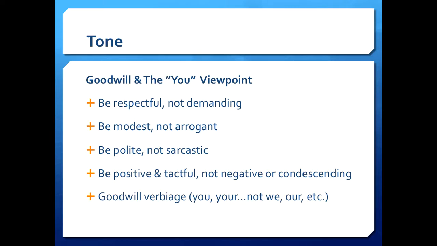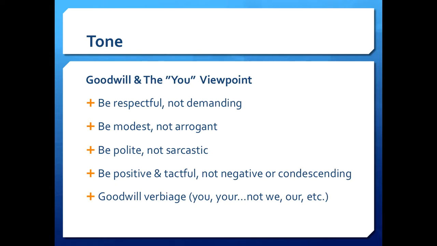All right, so the tone. This is hugely important. One of the most important concepts that I think we talk about in this class is goodwill and the you viewpoint. And this, I think, will help you in life. If you approach every communication message thinking about how your audience will evaluate it, you're golden. If you approach your client and you try to think about, okay, how are they thinking about this message? How are they interpreting it? How are they funneling it through their understanding? You're going to be effective.